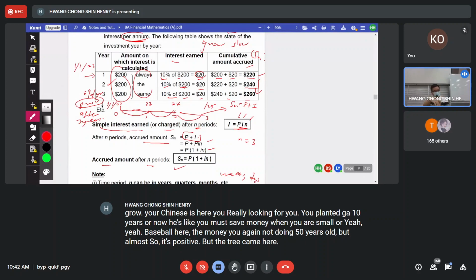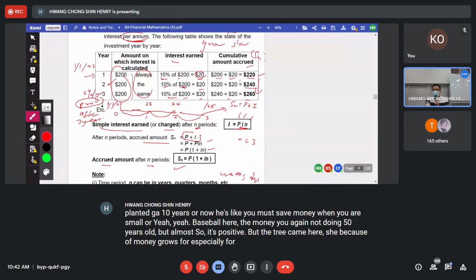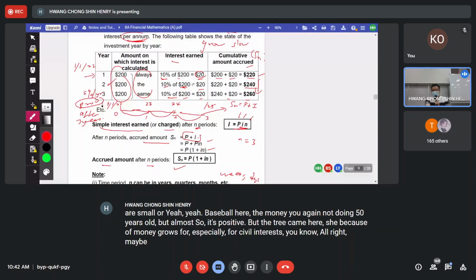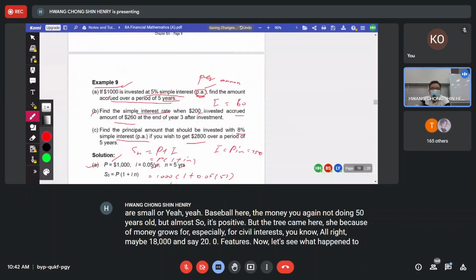So that's why Chinese say, plant the tree 20 years from now. When you start working, plant the tree. Because the money grows very slow, especially for simple interest. You see, of course you don't talk about 2 million. You talk about maybe 2,000. I see the money grows very slow, because of simple interest.